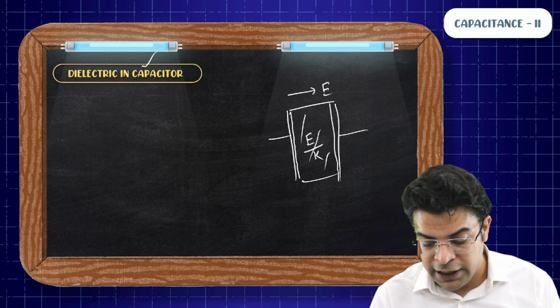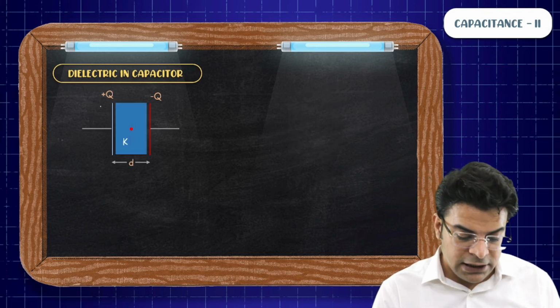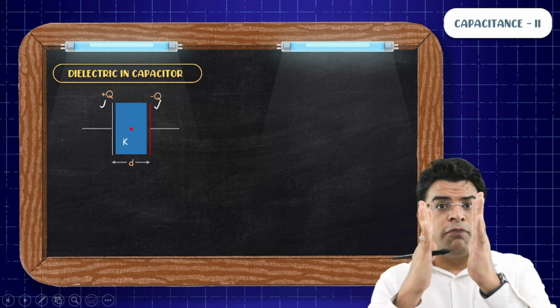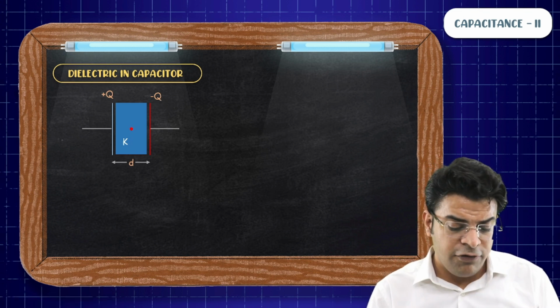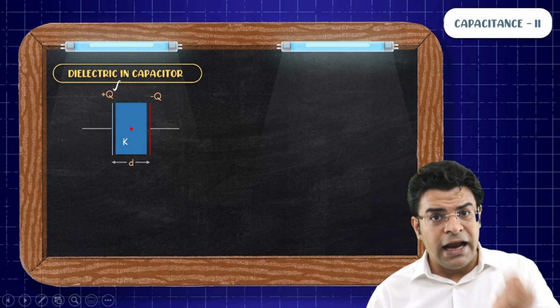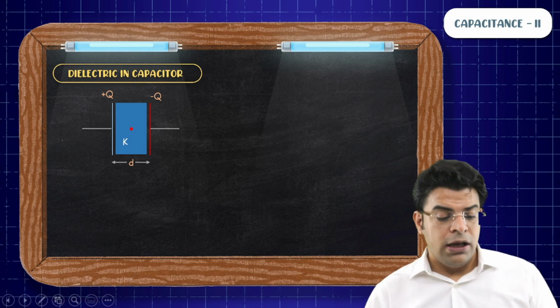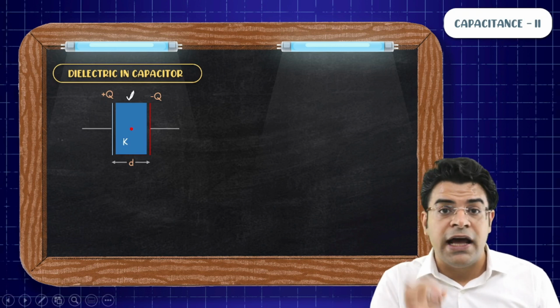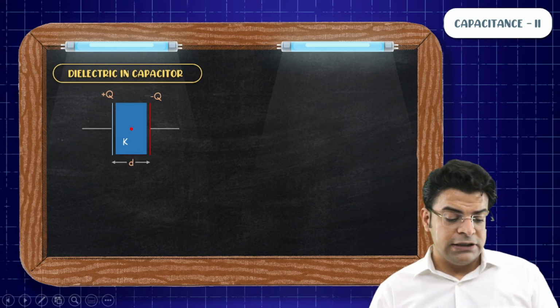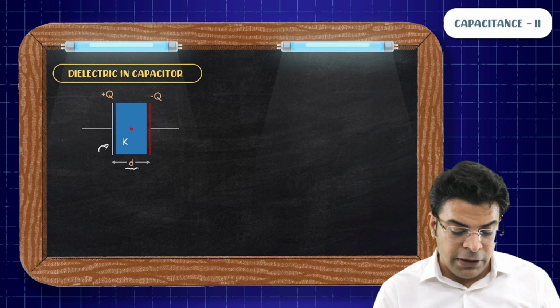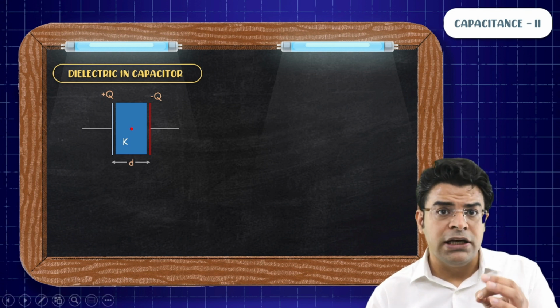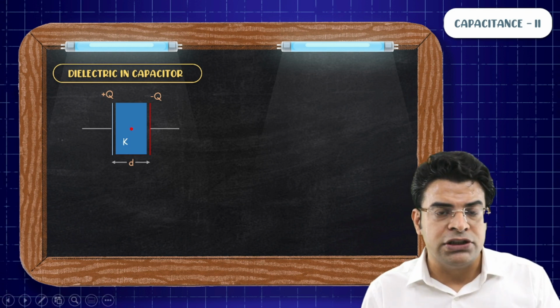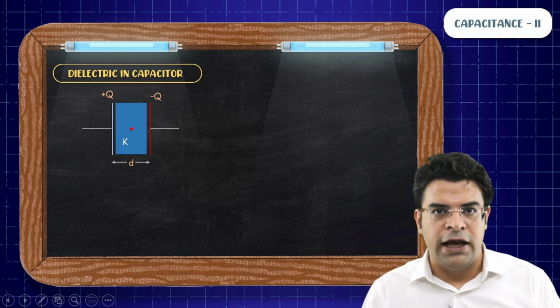E upon K. So visualize that you have got these two plates of a parallel plate capacitor, the left plate having a charge plus Q, the right plate having a charge minus Q. And here in the entire region between the plates, we have inserted a dielectric of dielectric constant K. The separation between the plates is D and the plate area is A. Our mission is to find what is the capacitance of the system after insertion of the dielectric.